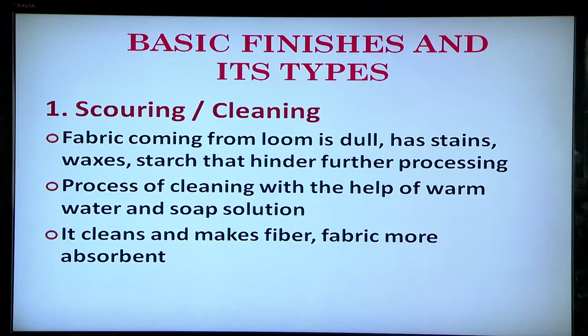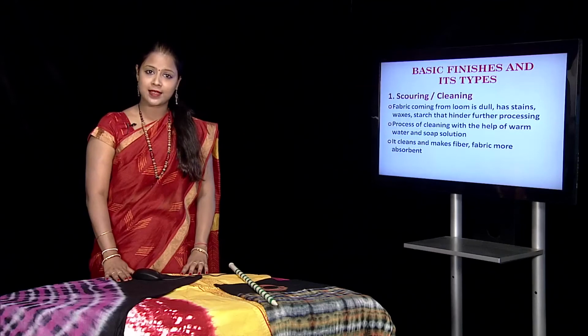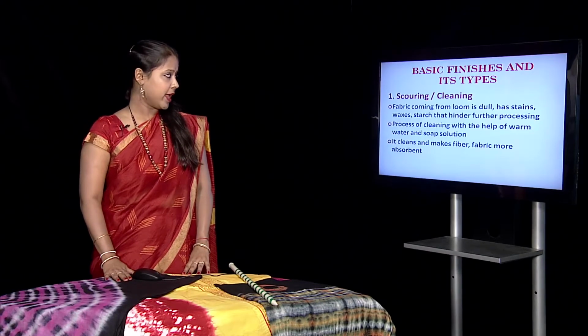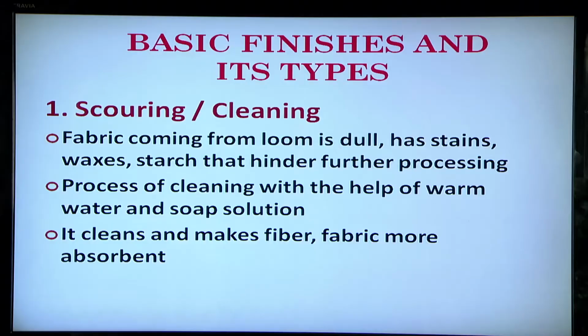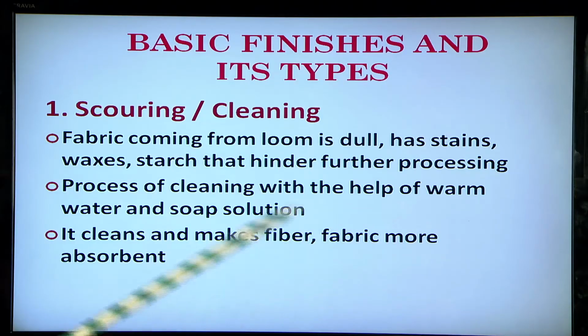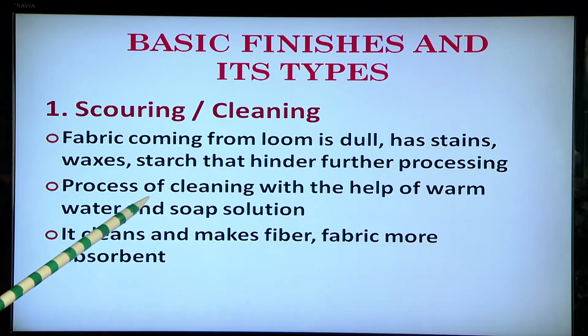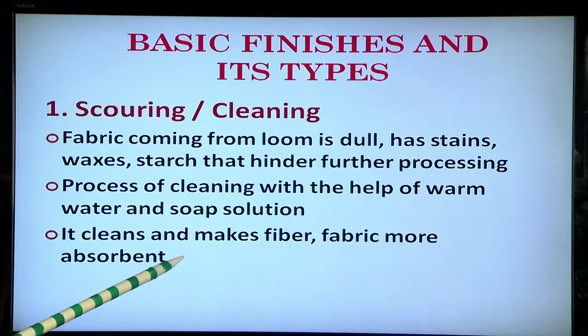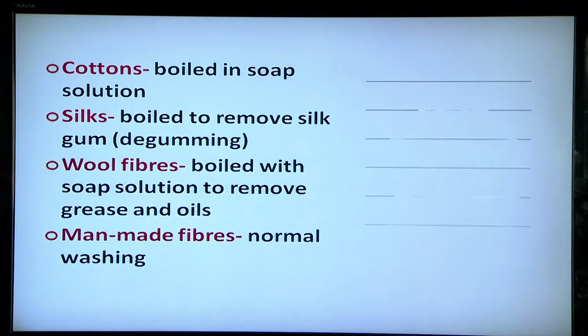As mentioned before, basic finishes are of different types, of which the first one is scouring or the cleaning finish. When a fabric comes from the loom, it is dull in appearance and has the presence of waxes, starch, oils, etc., which are applied while making the fabric and that hinder the dyeing and printing of the fabric, that is, its further processing. Scouring is the process of cleaning with the help of warm water and soap solution, and it cleans and makes the fiber or fabric more absorbent.